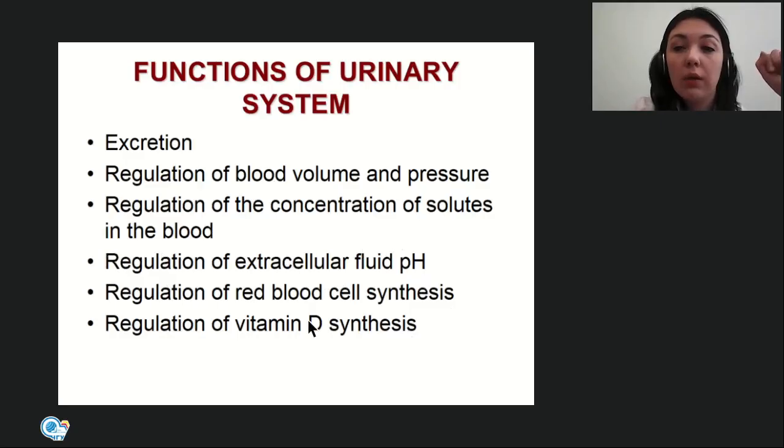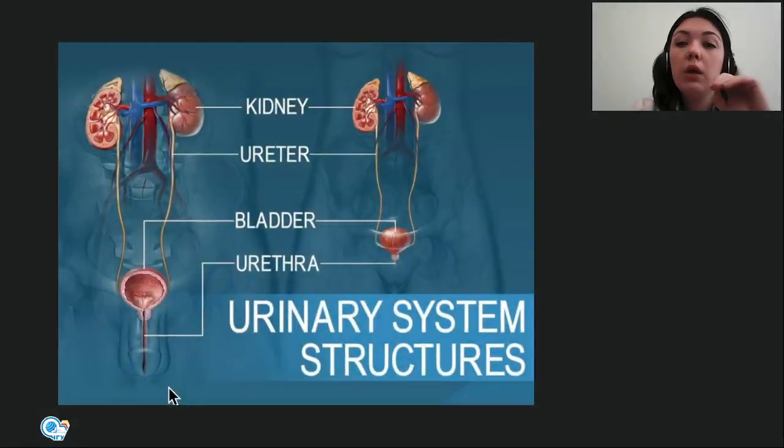regulation of red blood cell synthesis, because we'll talk about it later. There is such a part in the parenchyma of the kidney that is located between nephrons. Yes, it is juxtaglomerular apparatus. And there are some substances excreted which regulate synthesis of red blood cells. And one more, it is regulation of vitamin D synthesis. So there are very many functions.